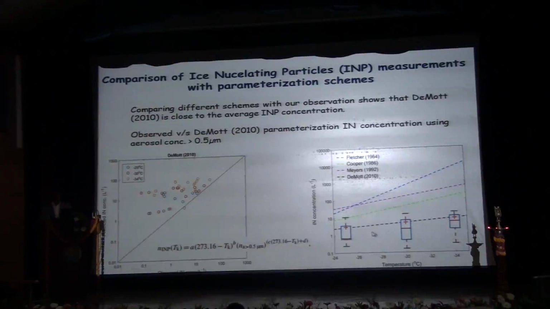Whereas in the Western Ghats, in the monsoon season, we have very few ice nucleating particles. So we try to improve, with the given measured aerosol concentrations, the ice nucleation parameterization schemes.